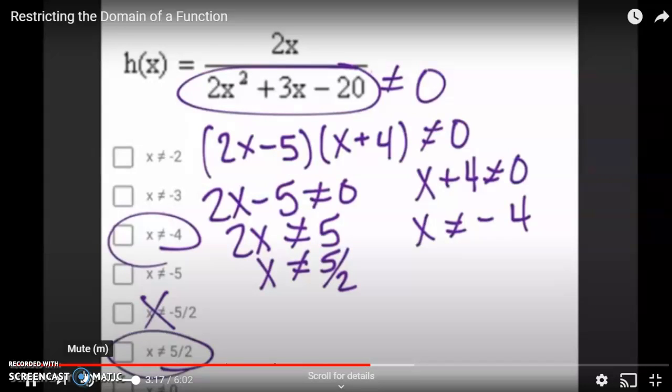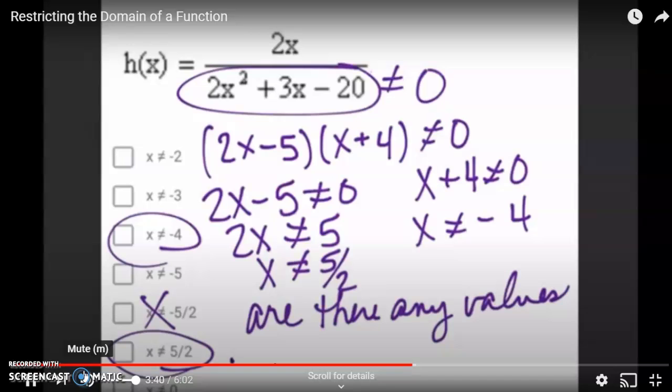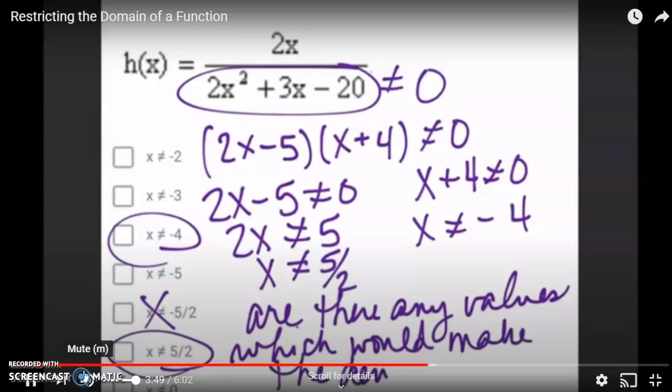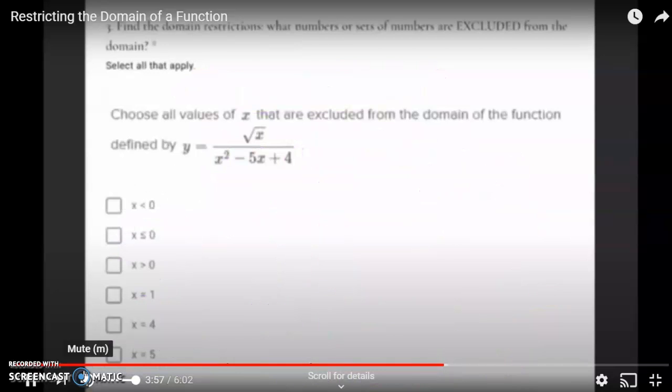So you're basically asking yourself the question, what will make my denominator 0? That's the number we have to exclude. We have to get rid of the number that will make my denominator 0. Are there any values which would make the denominator 0? That's the question you're asking yourself. And in this case, it's 5 halves and -4, both of those values.